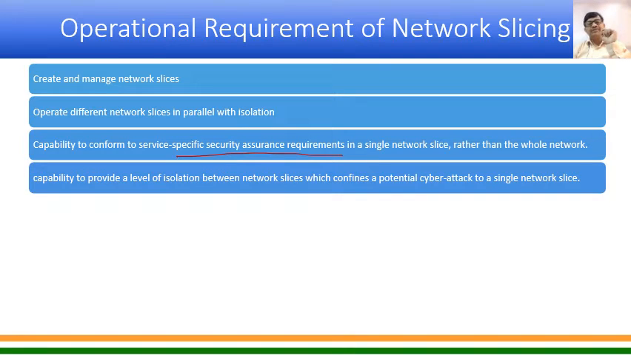The next requirement is about isolation in terms of security. So in case there is a cyber attack on a particular slice, other slices should not be affected. So capability to provide a level of isolation between the network slices which confines a potential cyber attack to a single network slice.